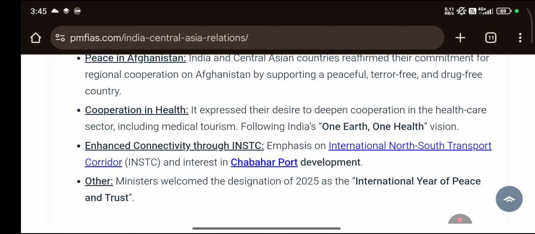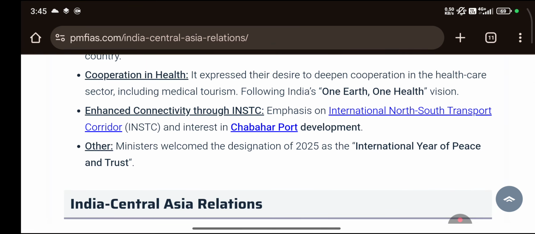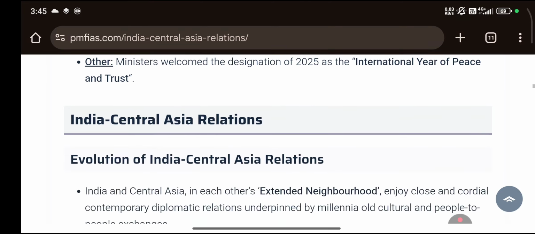Next point is enhanced connectivity through INSTC, with emphasis on the International North-South Transport Corridor and interest in Chabahar development. Others include the ministers welcoming the designation of 2025 as the International Year of Peace and Trust.